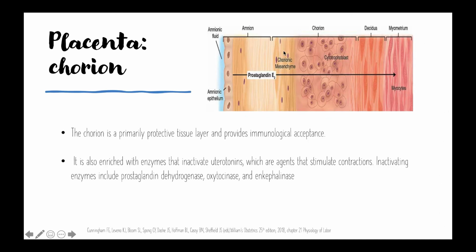The chorion, which is right here, is primarily a protective tissue layer and provides immunological acceptance. It is also enriched with enzymes that inactivate uterotonins, which are agents that stimulate contractions. Inactivating enzymes include prostaglandin dehydrogenase, oxytocinase, and enkephalinase.